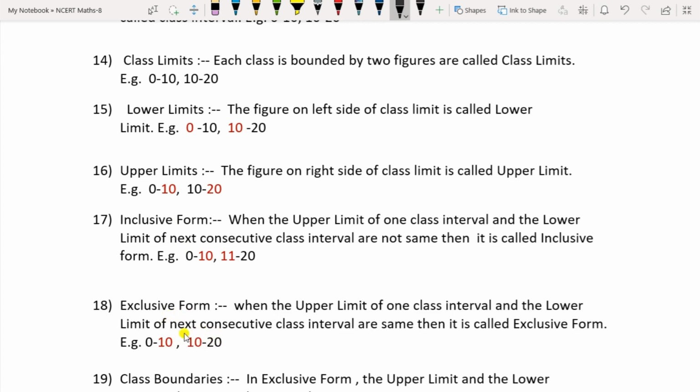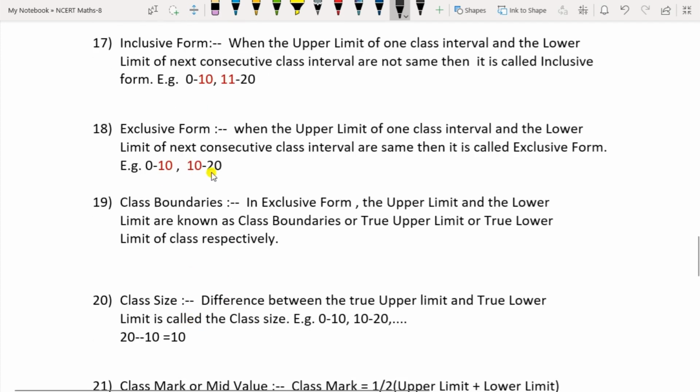Always the data should be in the exclusive form only. But if it is in the inclusive form, we can change it to the exclusive form by subtracting 0.5 from the left-hand side and adding 0.5 to the right-hand side. So this way we can convert the inclusive form of data to the exclusive form. So we have to subtract 0.5 from each class interval on the left side and add 0.5 to each class interval on the right-hand side.